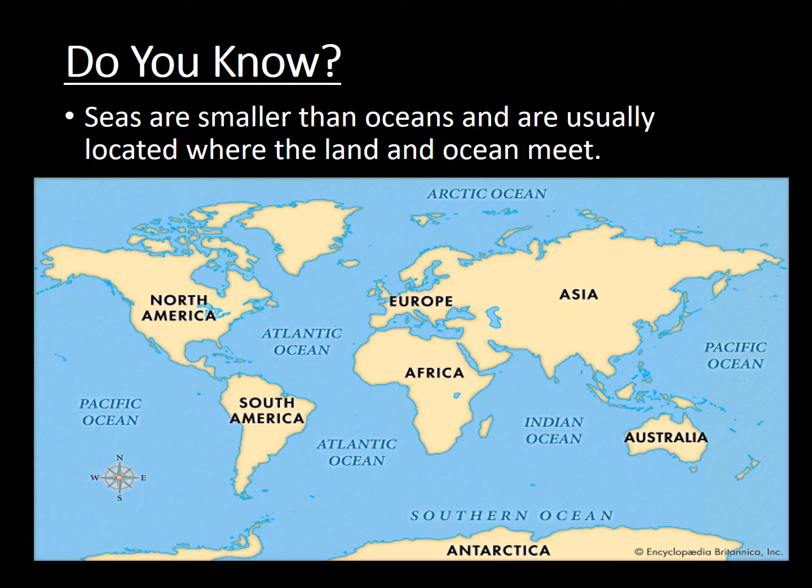This is a world map and it shows all the oceans that we have. So we have the Arctic Ocean, Pacific Ocean, Indian Ocean, Southern Ocean, and Atlantic Ocean. Seas are smaller than oceans and are usually located where the land and oceans meet.